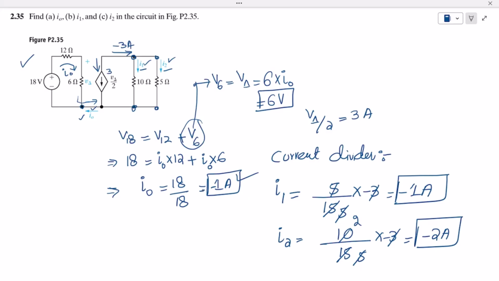I hope you have got all the concepts which I wanted to demonstrate in this question. These are basically the solutions here. This I0 is the solution of part A, I1 is for B, and this I2 is for C as well.